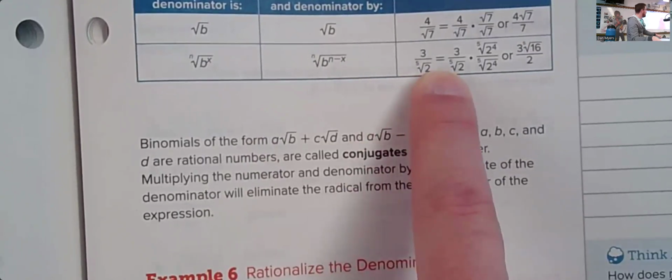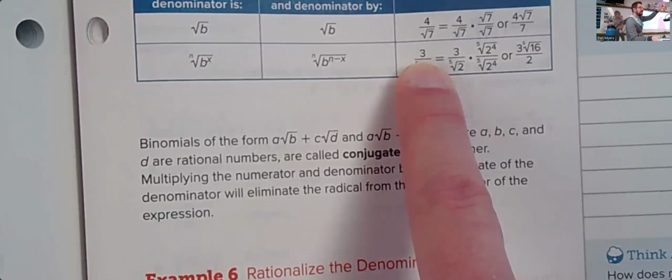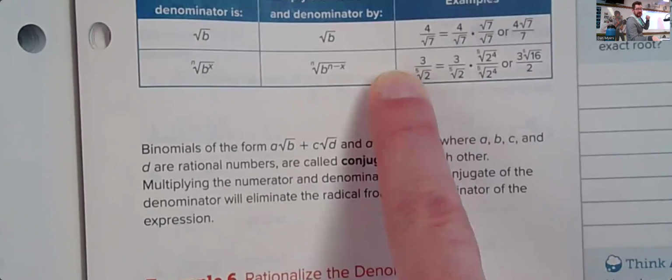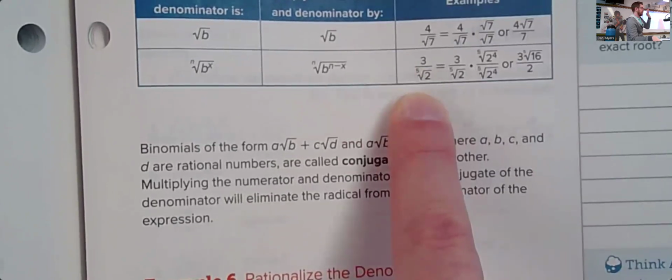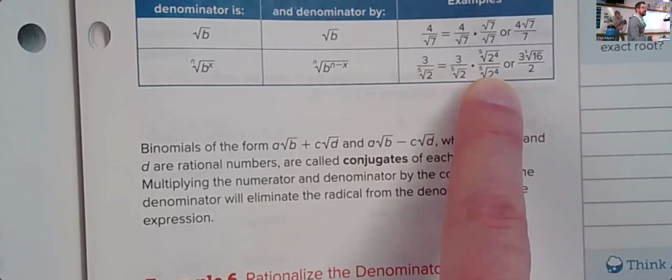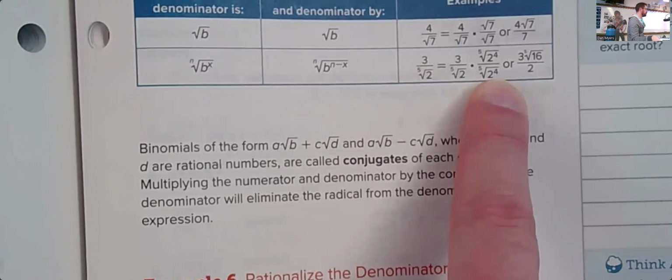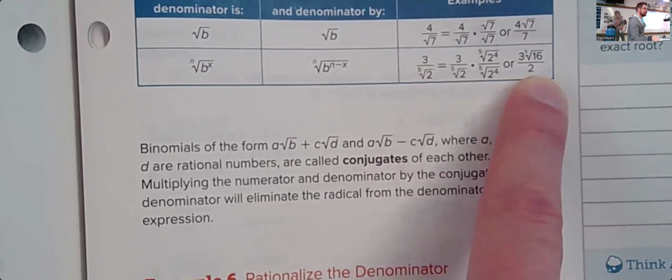So if you have the fifth root of 2 on your denominator, right here you have 1 factor of 2 in your radicand, which means you need how many more factors to create a perfect fifth? If you have 1 out of 5 factors, how many more do you need? 4. So you multiply by the 5th root of 2 to the 4th. So the 5th root of 2 times the 5th root of 2 to the 4th would be the 5th root of 2 to the 5th, which is 2.